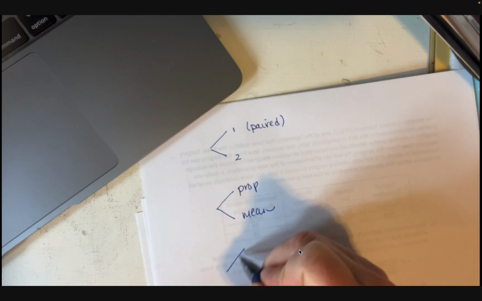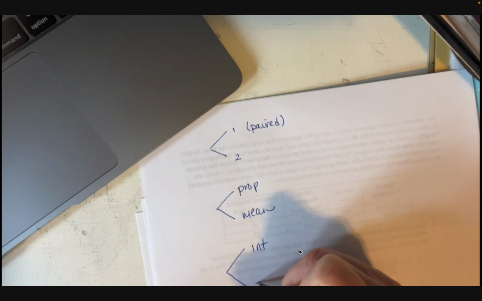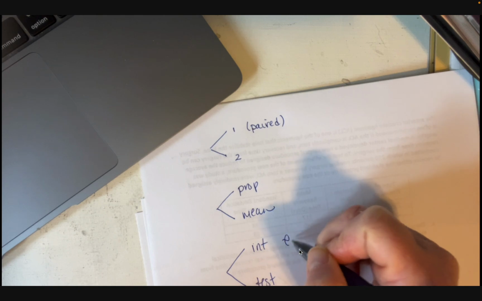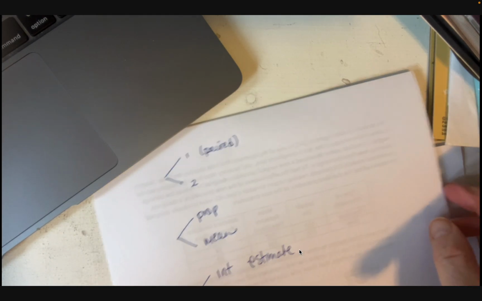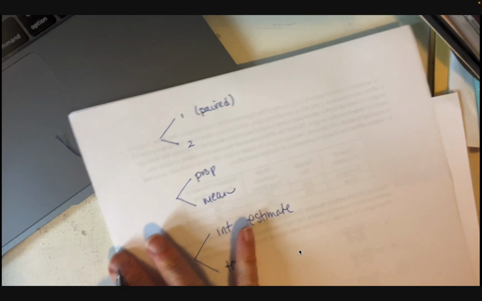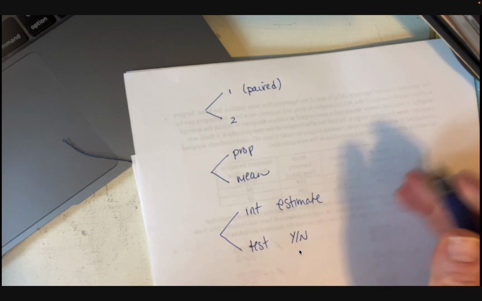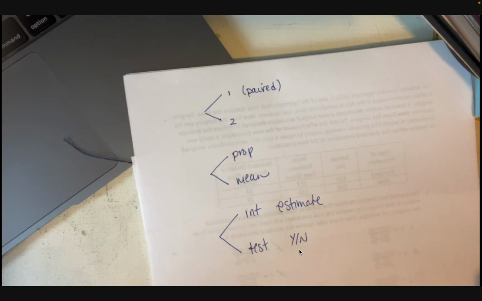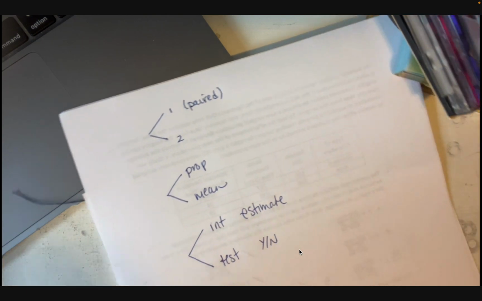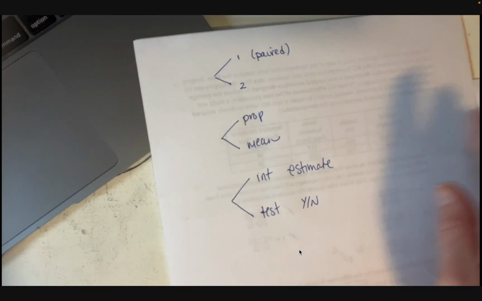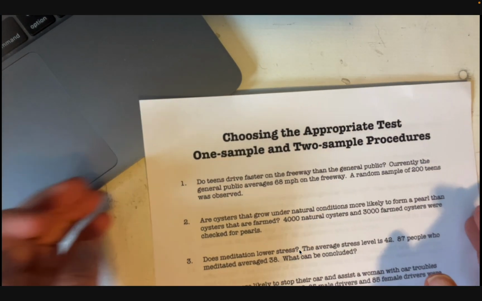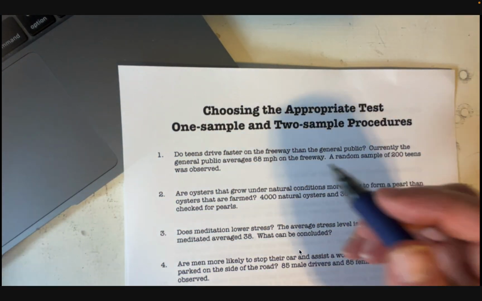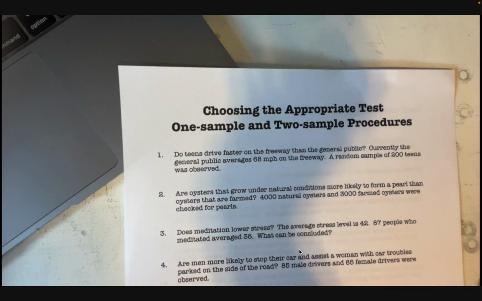And then the last thing you want to think about is, is it an interval or is it a test? If it's an interval, you're trying to estimate something. You're trying to come up with a value for what the parameter, so what mu or p could be. If it's a test, you're basically just trying to answer a yes or no question. So yes, it could be this, or no, it can't be that. You're not really trying to come up with a number or anything. So let's do a couple of them together, and then I will have you pause the video and you can try them on your own.